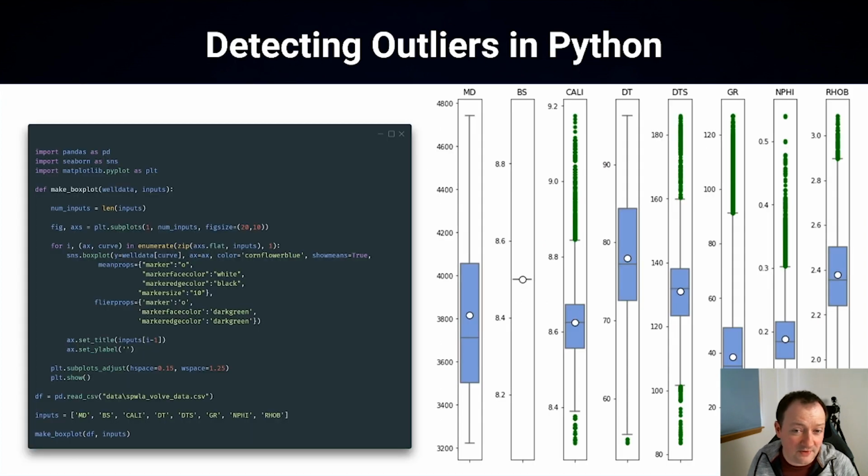So to detect outliers, we can use a number of methods, and one of these methods is to use box plots. Here we can see some Python code on the left which allows us to generate multiple box plots for each logging curve on their own scale.